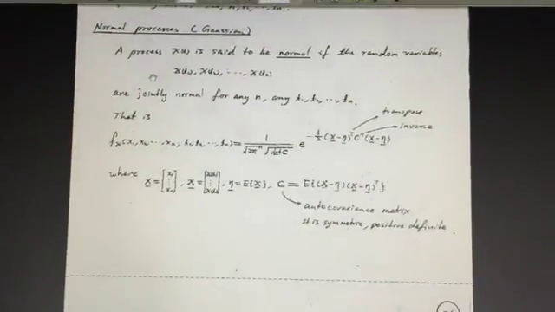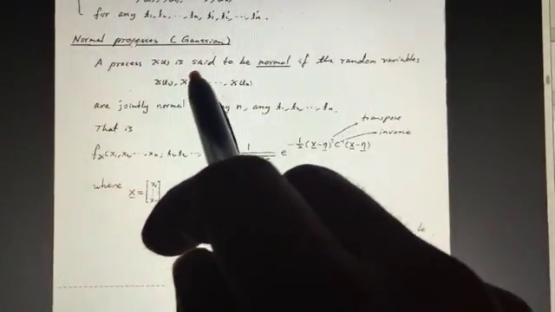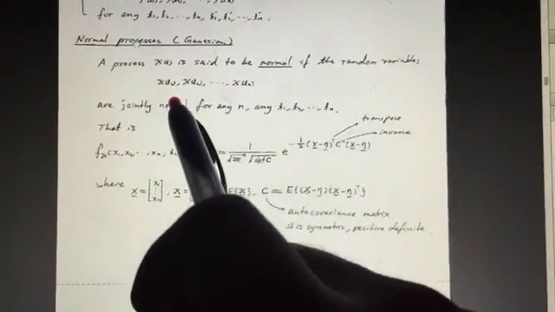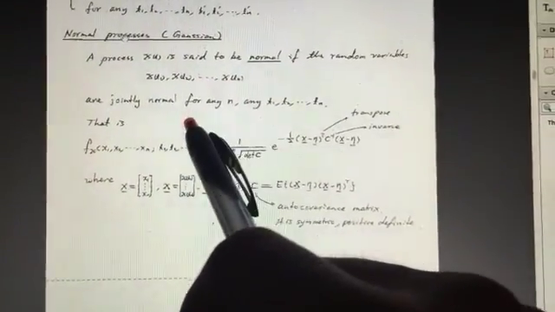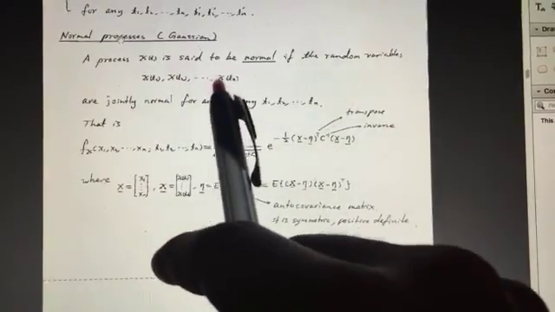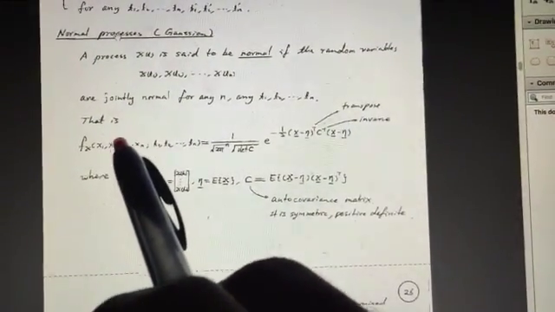The next process I'm going to talk about is the normal process. A normal process is also known as a Gaussian process, the same as what we learned earlier: a normal variable and a Gaussian variable are the same random variable. The process X(t) is said to be normal or Gaussian if all the random variables within this process are jointly normal for any n. So all the random variables inside have to be jointly normal. For this, we have a couple of conditions to be satisfied.